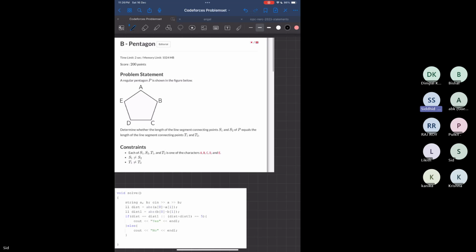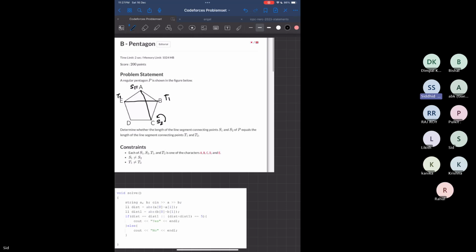So let's say our S1 is A and S2 is C, and T1 is B and T2 is E. Here we can see that if we join AC, it forms a triangle, and if we join B and E, we can see that these two are of the same length. Suppose, let's say not these two, and let's do AB for S1 S2 and T1 T2. So here also the length is the same.